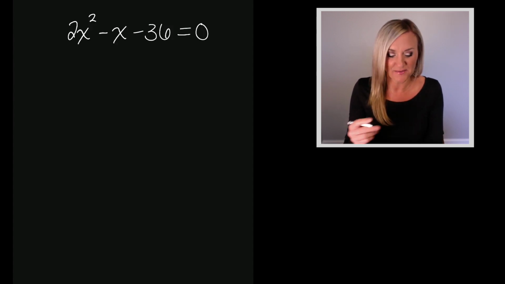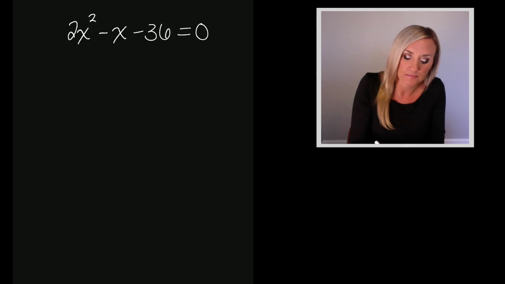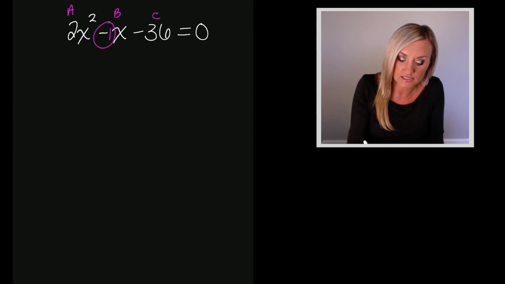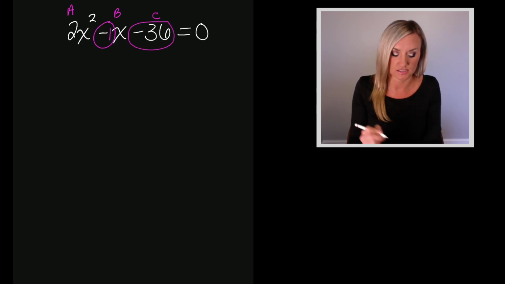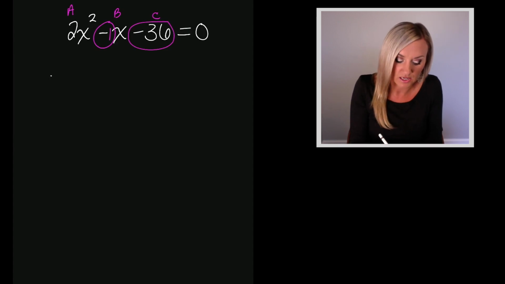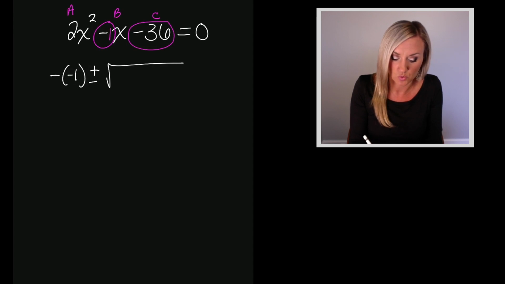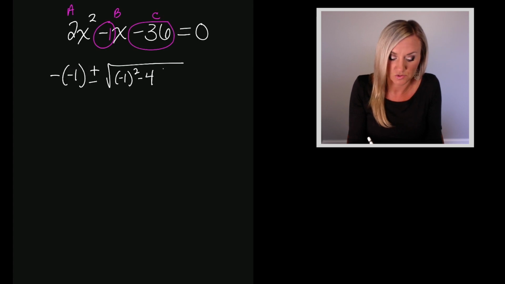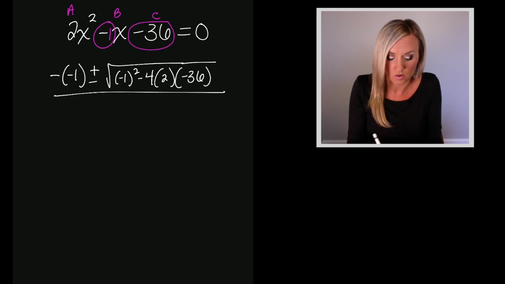All right, guys, let's see how you did. So I'm going to go ahead and say that a is 2, that b is a negative 1, and that c is a negative 36. So now when I plug that into the quadratic formula, I have negative b, which is negative 1, plus or minus the square root of b squared, which is negative 1 squared, minus 4 times 2 times negative 36, all over 2 times a, which is 2.